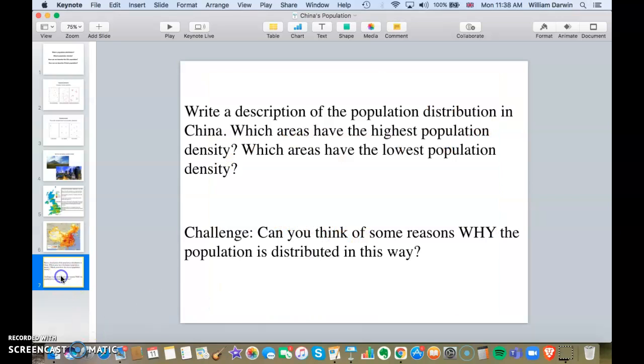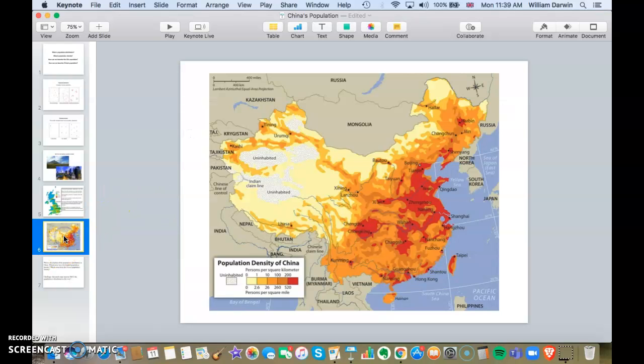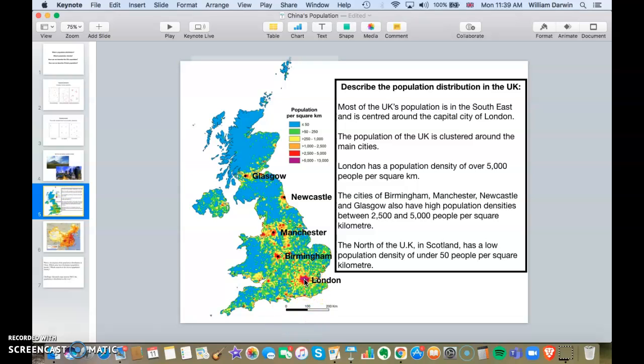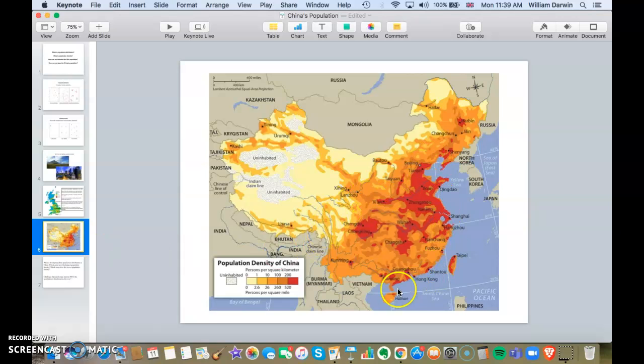And then what I'd like you to do as a challenge is, I've written here, can you think of some reasons why? But I'm going to change this to research some reasons why the population is distributed in this way. So just like with the population in the UK, with it being mostly around the southeast, and that could be because it's close to Europe, close access to the sea, why do you think it might be that most of the population is distributed to the east in China? Okay, you might need to do a bit of your own research in order to find that out.